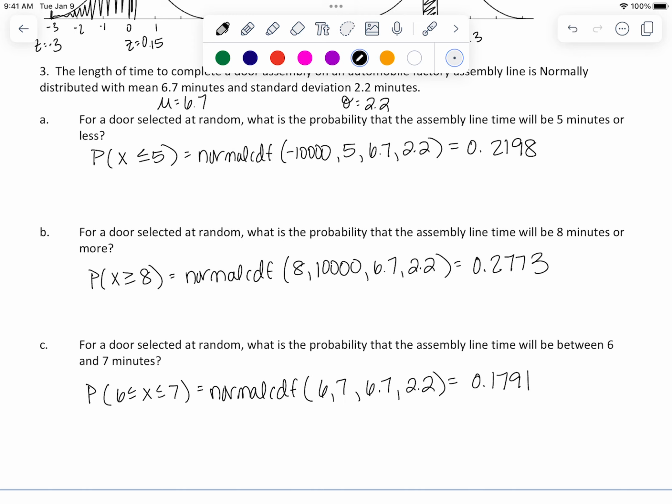For each of these, you may leave the probabilities as a decimal, or you can write them as a percent. So A would be 21.98%, B would be 27.73%, and C would be 17.91%. Again, decimal to 4 places or percentage is fine.